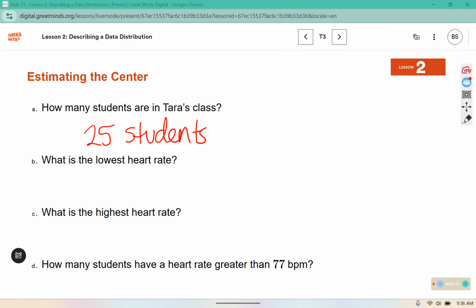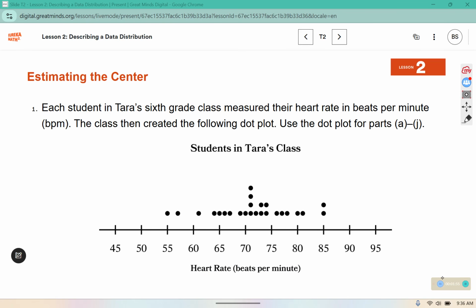B says what is the lowest heart rate? So we're looking for the dot that is at the lowest number on our number line. And the dot that is the lowest on our number line is at 55. So the lowest heart rate is 55 beats per minute.